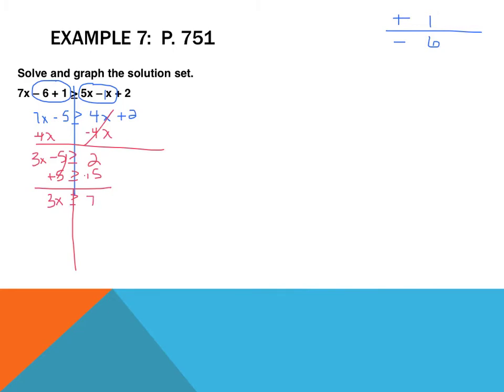And now my last step is to get the variable by itself. So divide by 3. I'm dividing by a positive, so my symbol still is a greater than or equal to 7/3. Right, so I'll graph this.